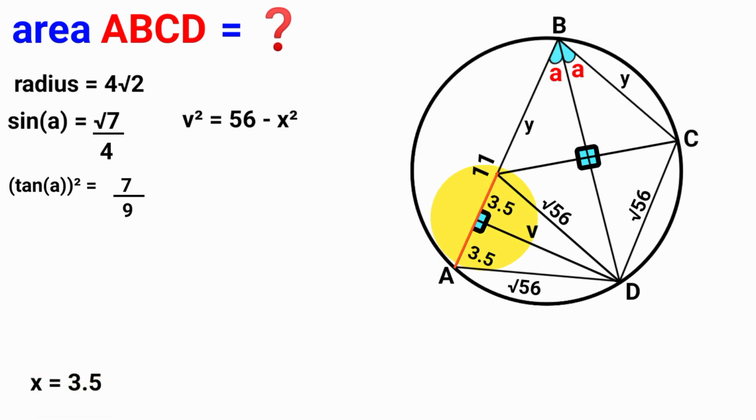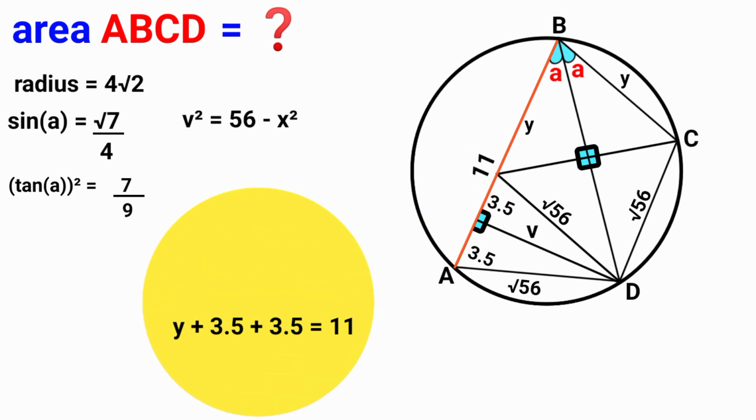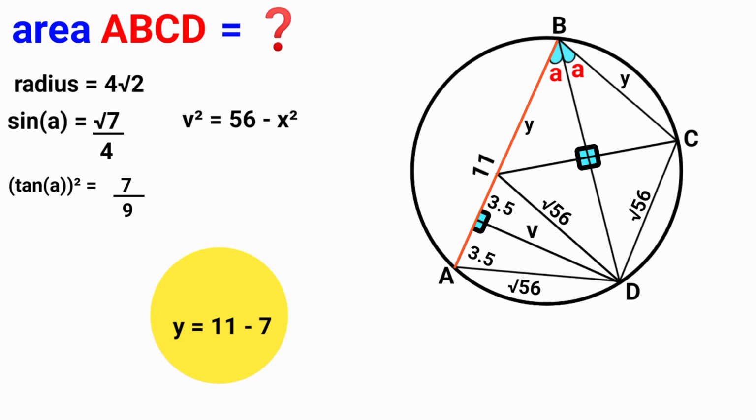We substitute here. Look at this chord. It is divided into 3 segments, which are this, this, and this. And its whole length is 11. Therefore, the sum of this y, this 3.5, and this 3.5 will be equal to 11. Now y plus 3.5 plus 3.5 equal to 11. 3.5 plus 3.5 is 7. Take 7 to the right. So y equal to 11 minus 7, which is 4. So y equal to 4. That is, the length of this segment on this chord is 4 units.